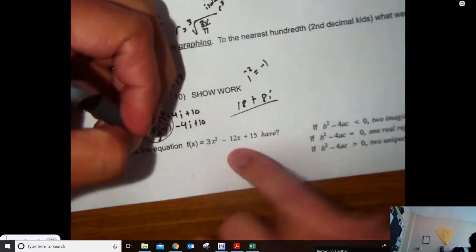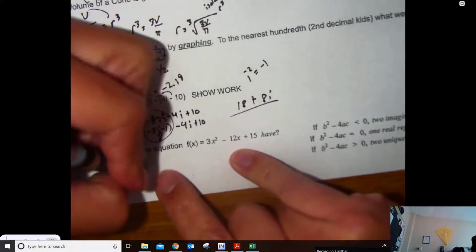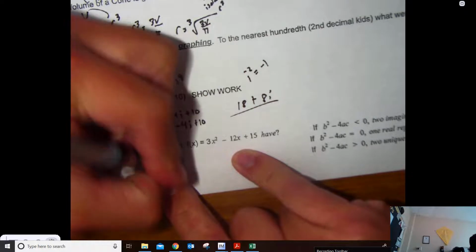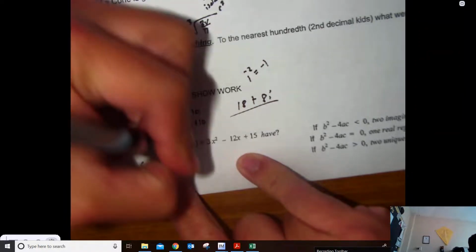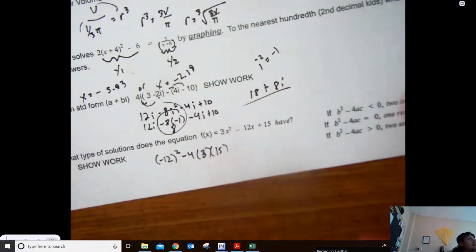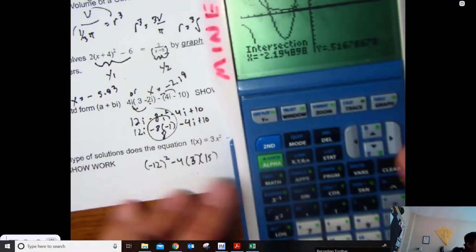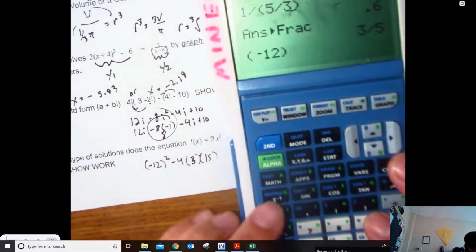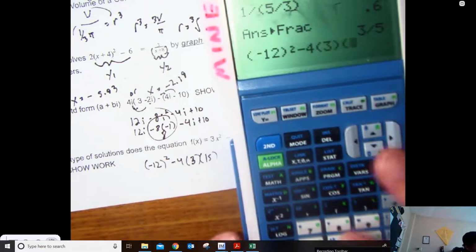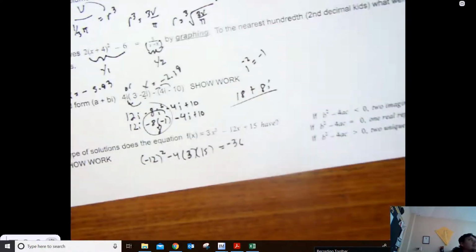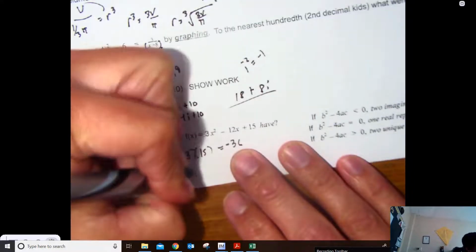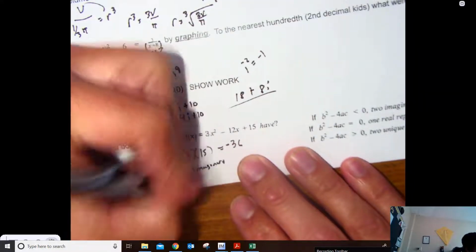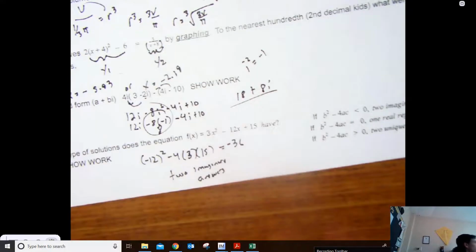So what is b? Negative 12 squared minus 4 times a, which is 3, times c, which is 15. And if you can't do the math, then you go to your calculator and you type it in. I'll be with you in a second, girls. And that says negative 36. So what kind of answers do you got? You got two imaginary answers. Supposed to be a gimme? Should be a gimme.